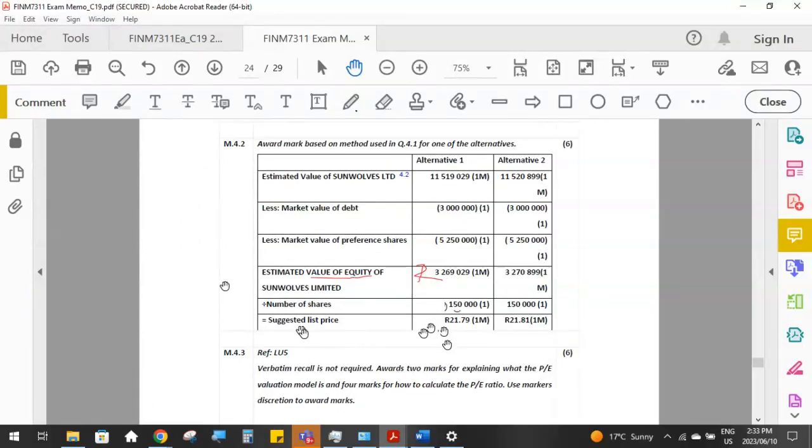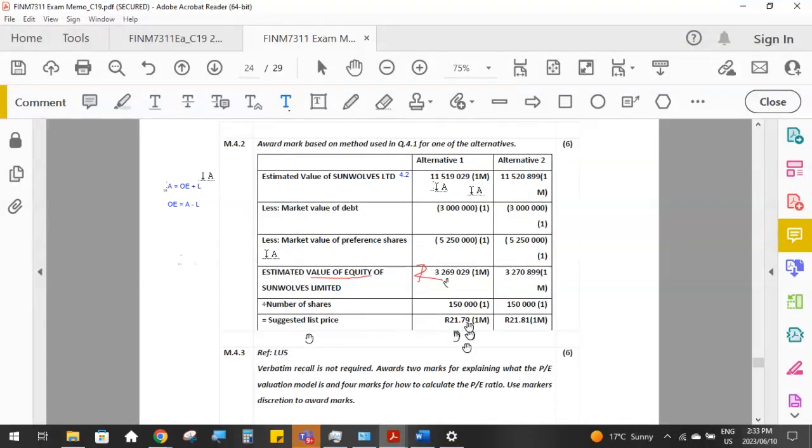Because remember, a share price, if you own a share in a company, that represents your share of the equity in the company. Okay, and remember equity from your accounting equation. Assets is equal to owner's equity plus liabilities. So if we want to work out how much the owner's equity in the company is, we take assets minus liabilities. So that's what we've done here.